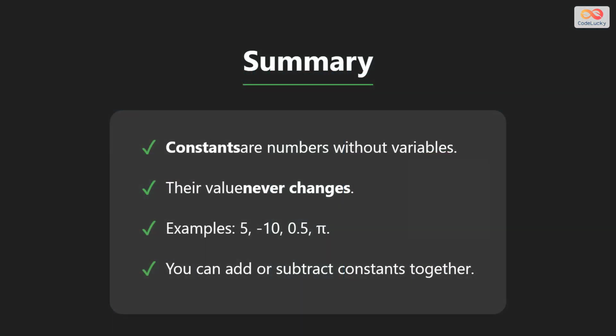To recap, constants are numbers without variables attached. Their value never changes. They can include negatives, fractions, and special numbers like pi. And remember, you can always combine constant terms in an expression.